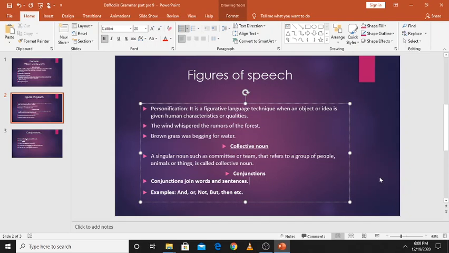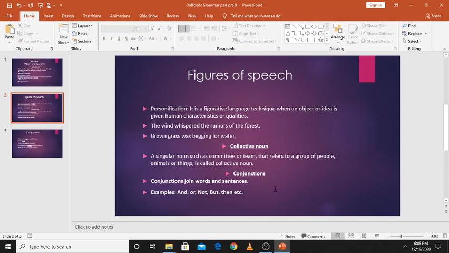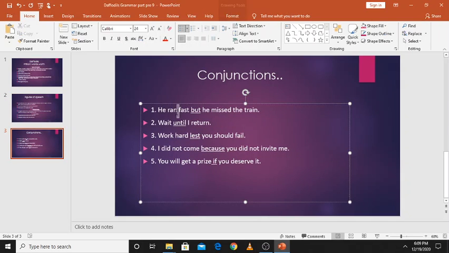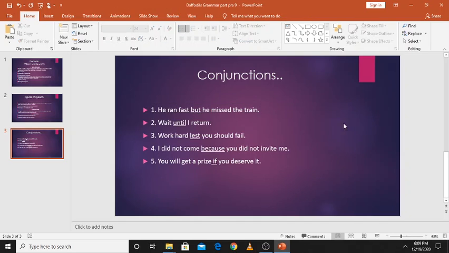What is a conjunction? Conjunctions join words and sentences. They can join different ideas in a sentence. Examples: and, or, but, then, etc. These are all conjunctions. For example, he ran fast but he missed the train. He ran fast is one idea, and he missed the train is another. The word but connects the sentences.